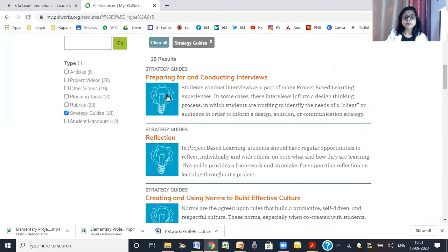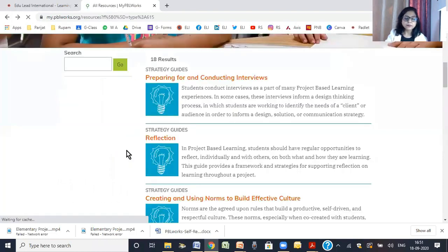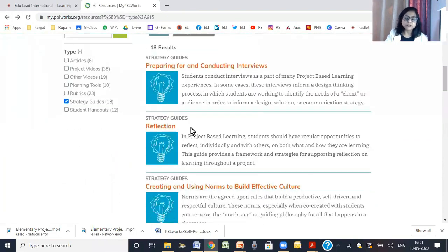So here you have to see preparing and conducting interviews. How would you help out your children to plan and conduct interviews? In case you want, there is a PDF. Just download the PDF, read the PDF, and you will be able to guide your students towards it. Let's go back. Likewise, there is a PDF for all.